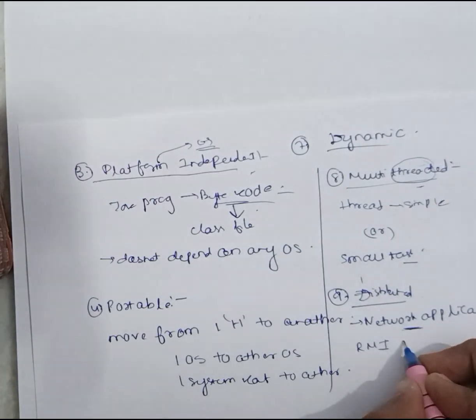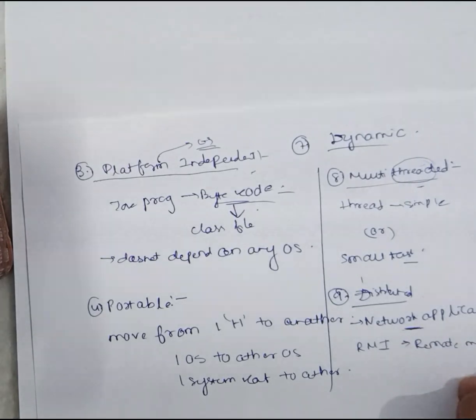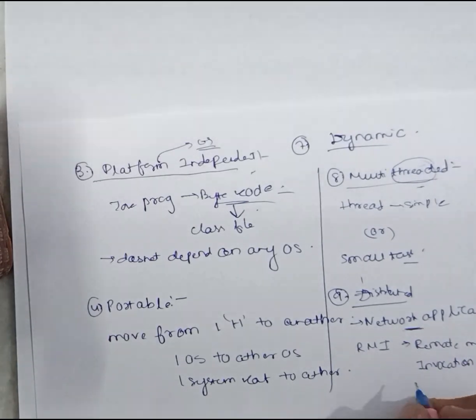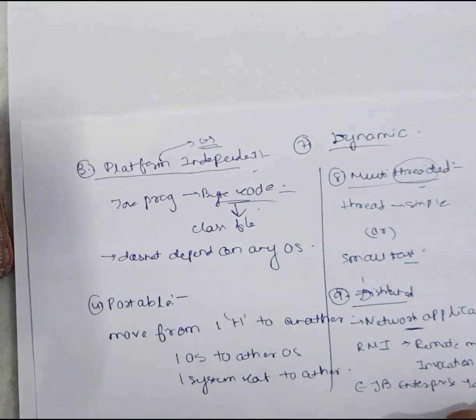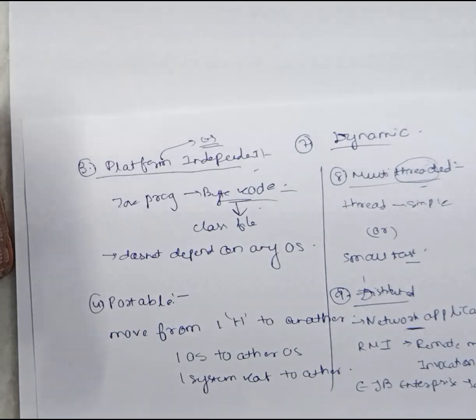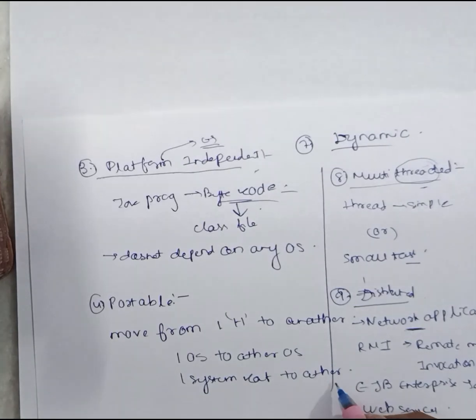What is the full form of RMI? It means Remote Method Invocation. And we also have EJB, that is Enterprise Java Beans. These are all advanced Java concepts, and we also have web services. Using all these we can develop distributed network applications. That is why we say that Java is a distributed programming language.